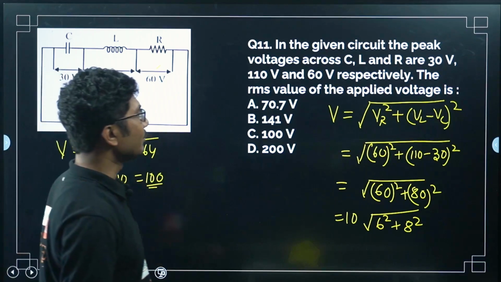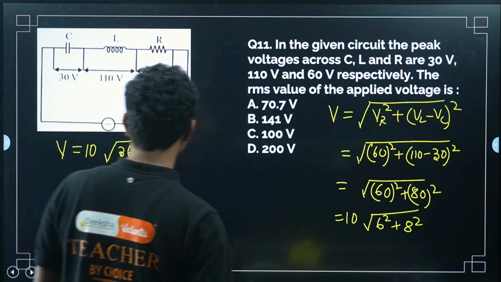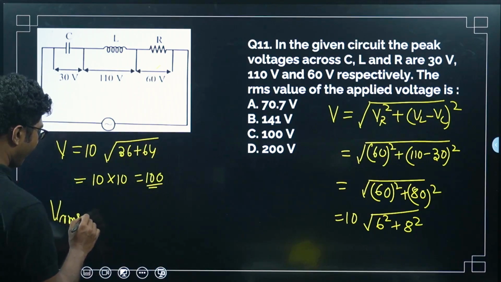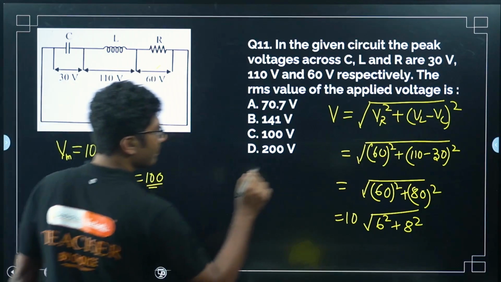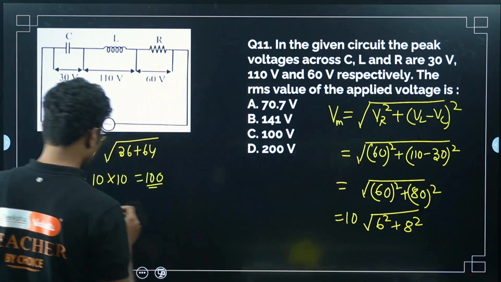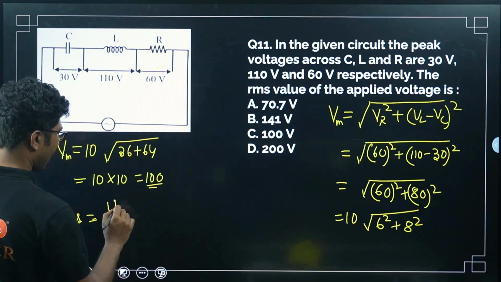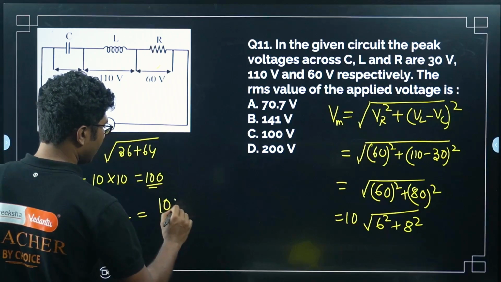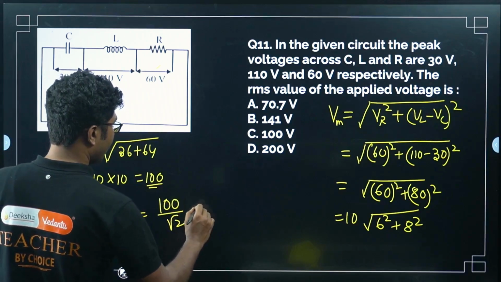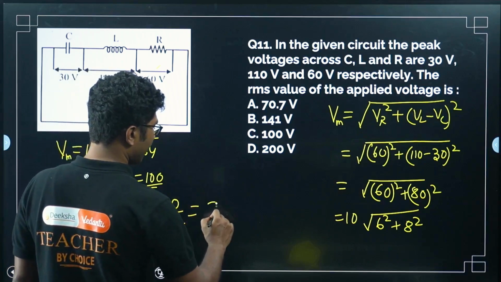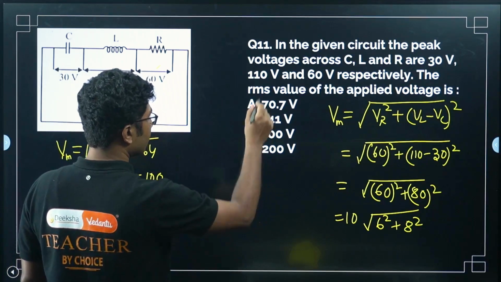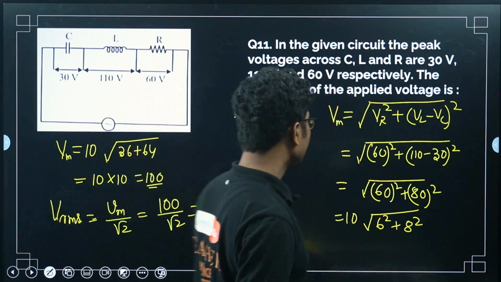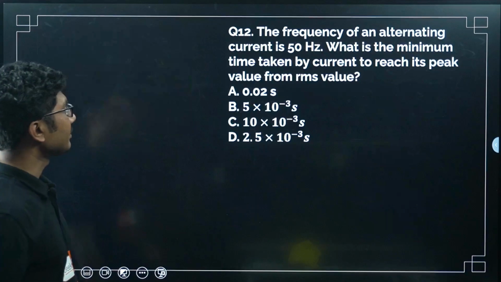Now they have asked you to find the RMS value of the voltage. So the RMS value is, this is the peak voltage, so Vmax divided by root 2. So it will be 100 divided by root 2, which will come out to be around 70. So the correct answer is option 70.7. Right? Now let's move on to the next question.